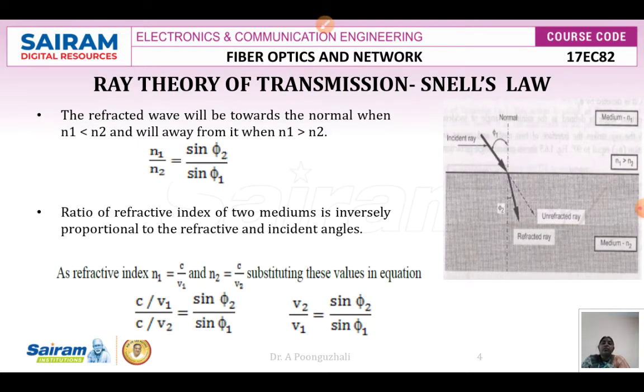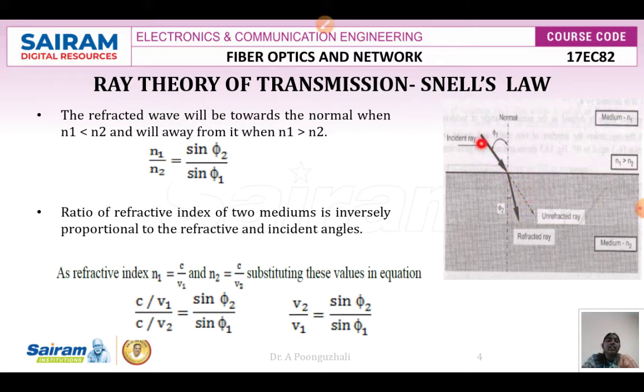Here we follow the Snell's law principle. This is medium n1 and this is medium n2. When medium n1 has a lesser refractive index compared to medium n2, the refracted ray will move towards the normal. When the refractive index n1 is greater than n2, the refracted wave will move away from the normal.